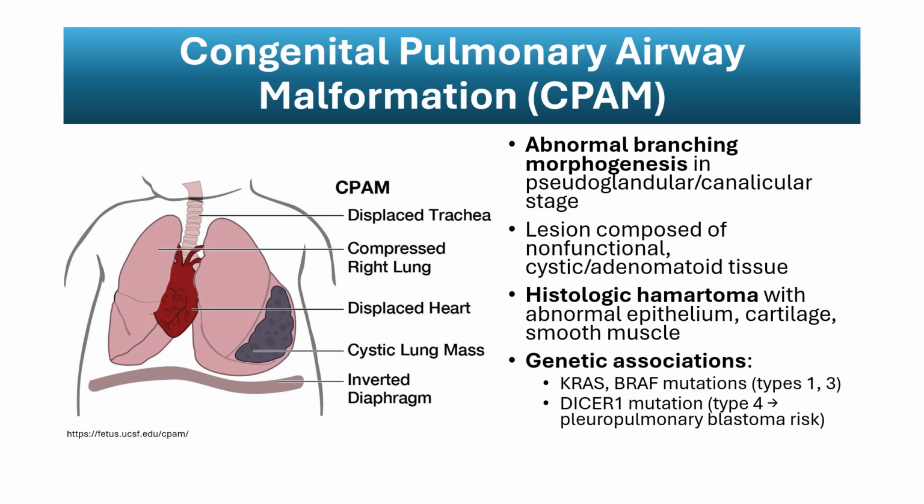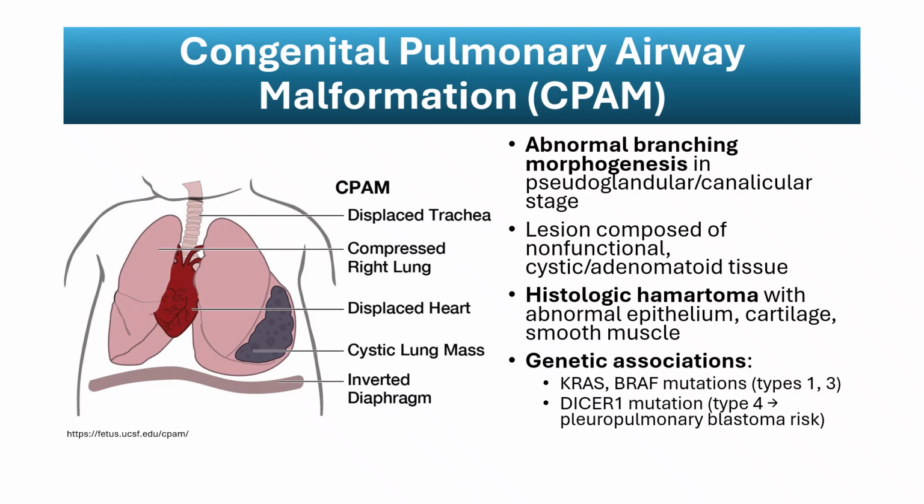Congenital pulmonary airway malformation originates from abnormal branching morphogenesis during the pseudoglandular and canalicular phases of lung development. The lesion consists of non-functional cystic or adenomatoid tissue that replaces normal alveolar structures, impairing gas exchange. Histologically, CPAM contains abnormal epithelium, cartilage, and smooth muscle, reflecting disordered airway differentiation. Genetic mutations contribute to lesion development, with KRAS and BRAF mutations implicated in types 1 and 3, and DICER1 mutations associated with type 4, which carries a risk of pleuropulmonary blastoma.